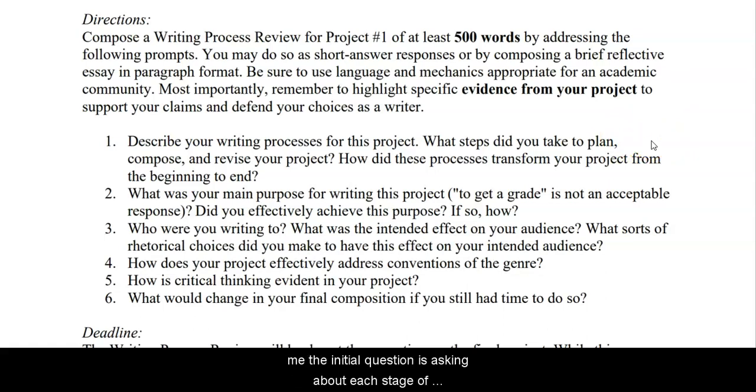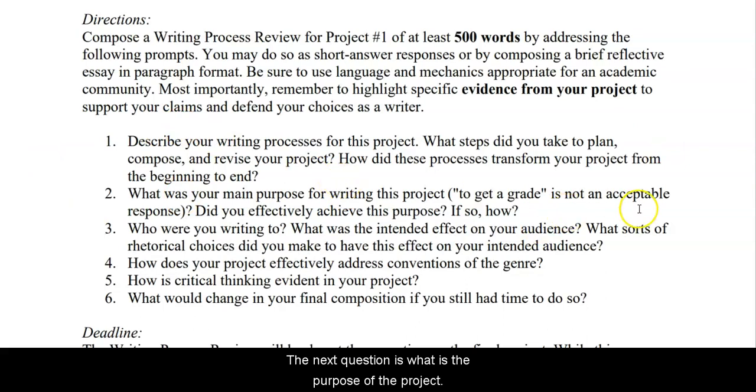The initial question is asking about each stage of your writing processes. Everything from your initial planning, like brainstorming, to drafting, and finally revising the project. You can discuss work you've completed through our assignments, like the discussion boards and peer review, as well as steps you took to further build your project, such as discussions with me, your instructor, or even visiting the Writing Center if applicable. Then discuss how this ultimately impacted your final project. How did it transform from beginning to end?